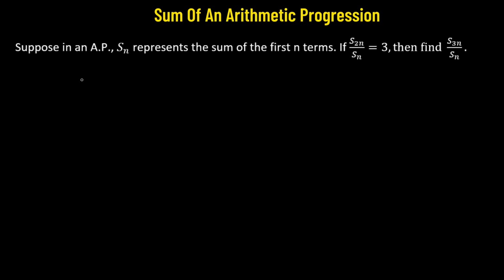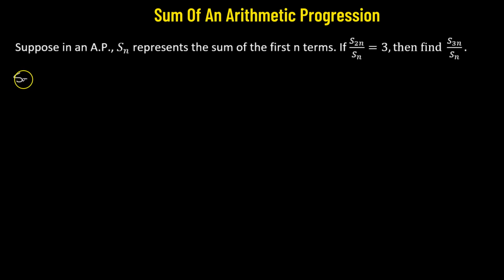We have an arithmetic progression where Sn represents the sum of the first n terms. Also, it's given that the ratio of the sum of the 2n terms to that of the sum of the n terms has a value of 3. Using this information, we need to obtain the value of the ratio of the sum of 3n terms to that of the sum of n terms.